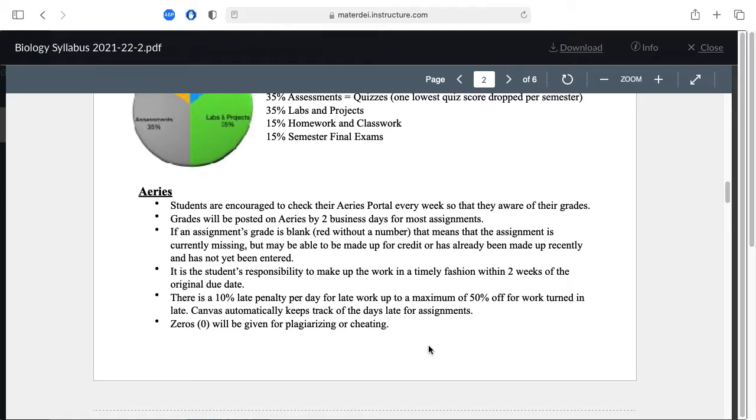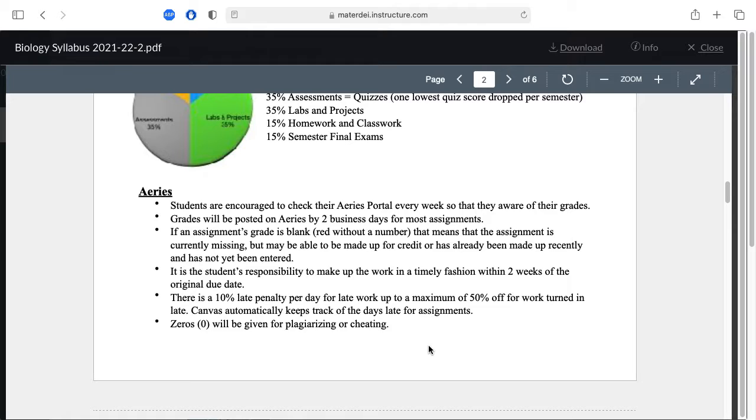Aries is our official grade book. But Canvas also has a grade book inside of it, because you're turning in work in Canvas. I'm grading it in Canvas, and so you see your grades in Canvas, but then I have to hit a button and move your grades from Canvas over to Aries. So don't be alarmed if Aries doesn't look as up-to-date as Canvas, but Aries is your official gradebook.